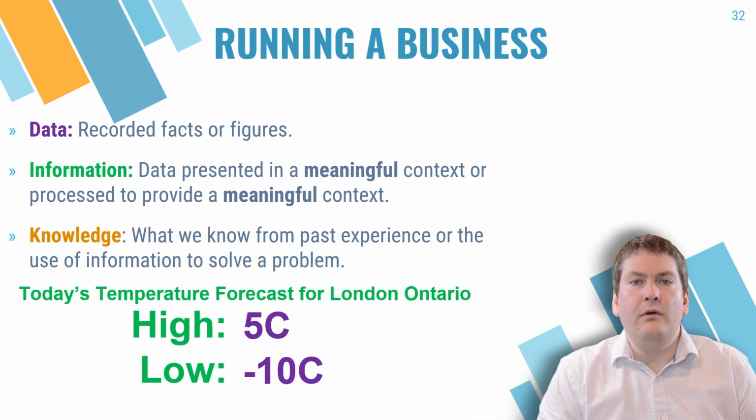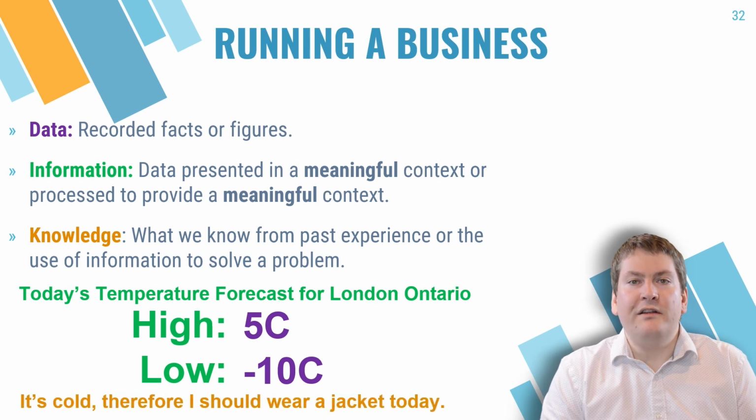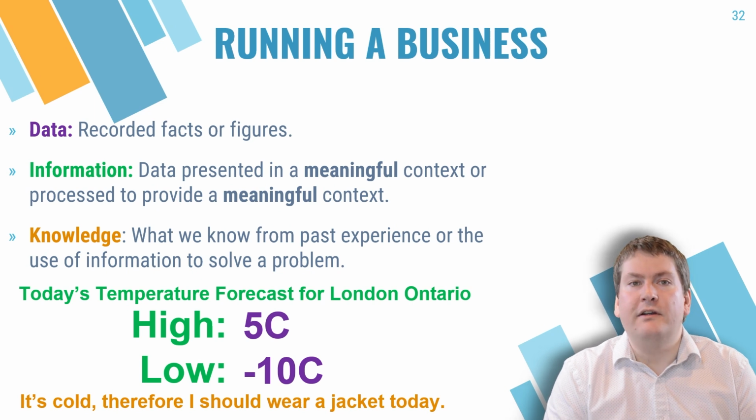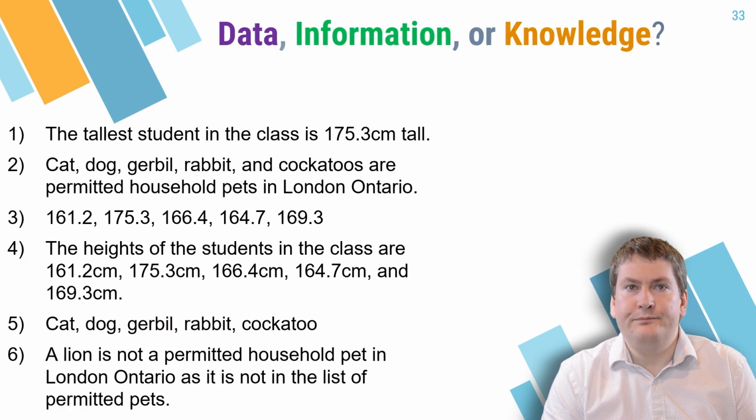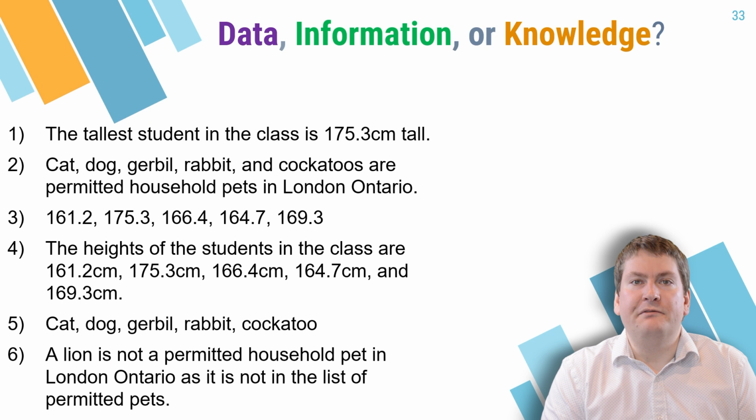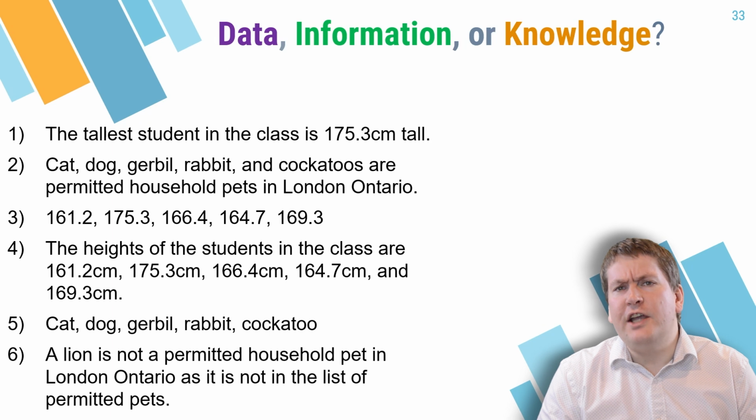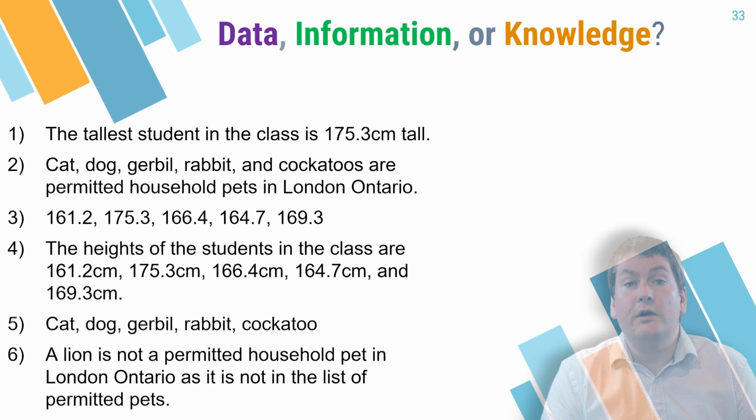Applying what we already know from past experience allows us to derive knowledge from information. For example, applying this information with past experience to conclude that we should wear a jacket today would be knowledge. This is also an application of information. Here we have a few examples of data, information, and knowledge, but they are not labeled as such. I would like you to take a few seconds to look over each item, and based on the definitions we just discussed, determine if each item is data, information, or knowledge.